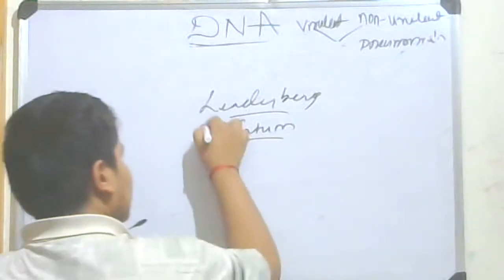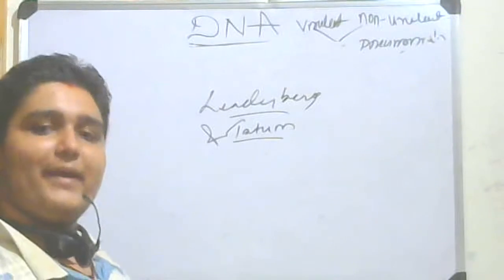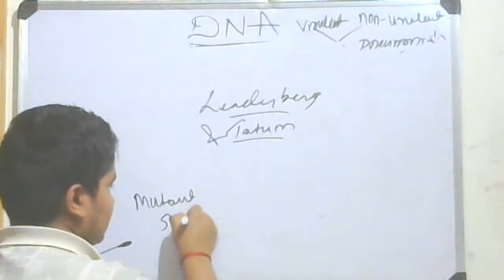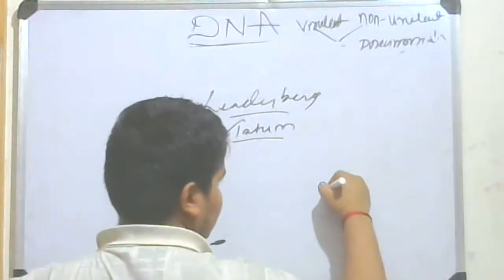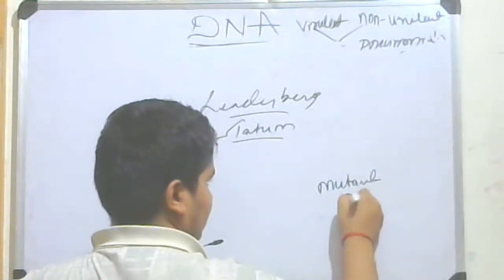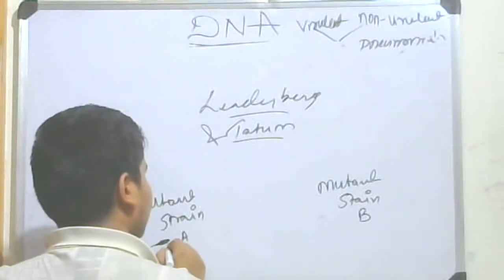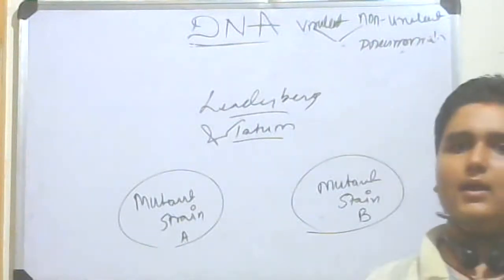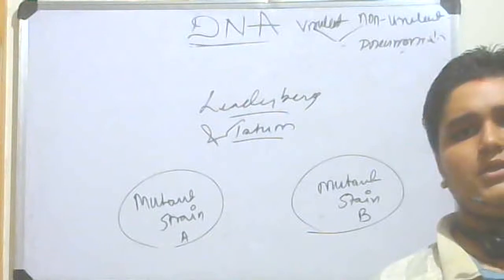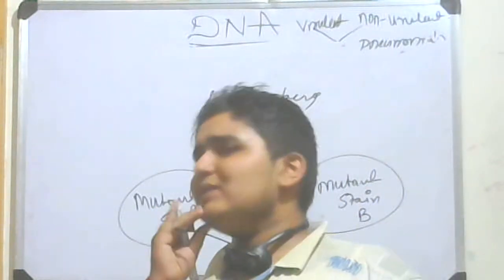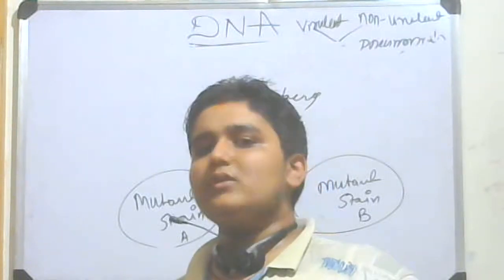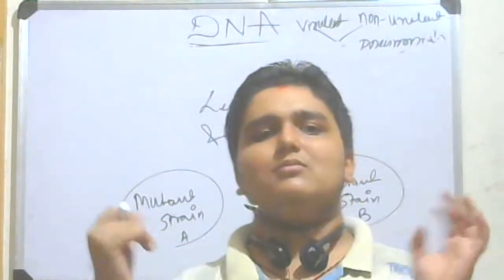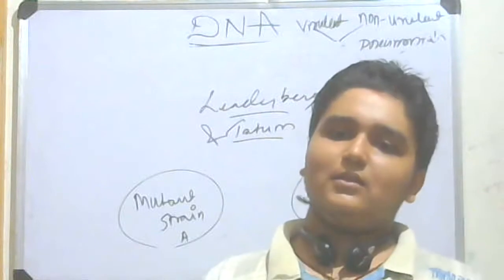Now Lederberg and Tatum also performed an experiment. Again, they took bacterial strains. One was called the mutant strain A. The other was mutant strain B. Now, a little bit of backstory before you can understand this. Bacteria have a characteristic feature with respect to their nutrition. Certain bacteria have some selective nutrition habits. Or rather, let us make this something that people understand. Let us take this with a macroscopic example.